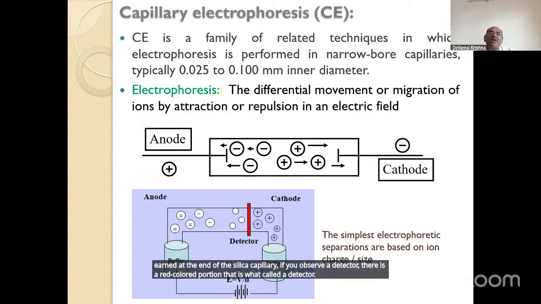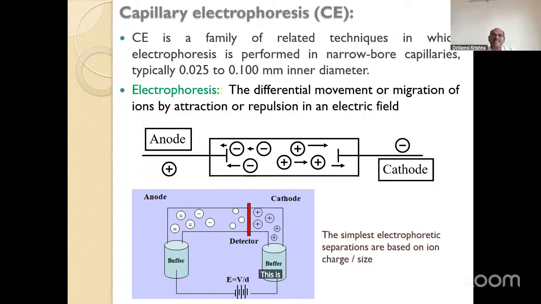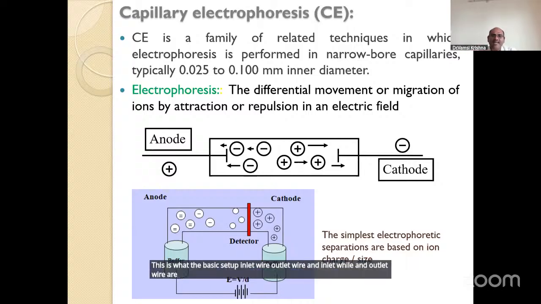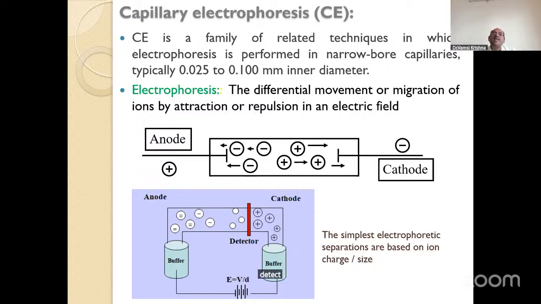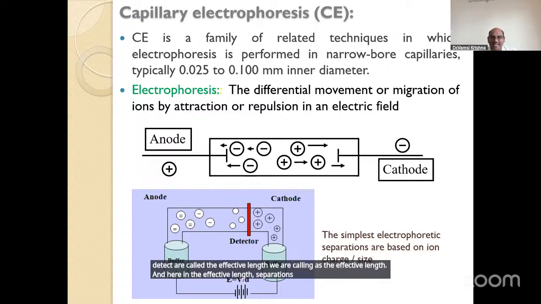So at the end of a capillary, the detector will be there. So this is the basic setup: inlet vial, outlet vial, and the inlet and outlet vials are connected through a capillary, and at the end of the capillary, a detector window will be there. The distance from the capillary inlet to the detector is what we call the effective length. And in the effective length, separations are going to take place.